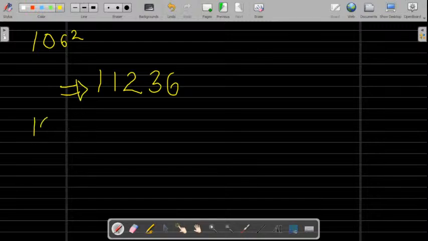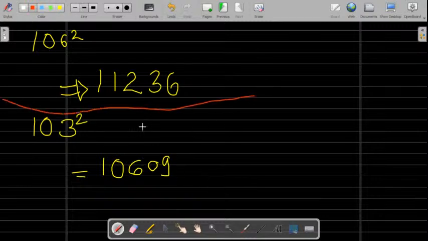Then 103 square. So again for this, the difference is what? 3, right? So 3 is the difference, so we are adding that to 103. So 106, and 3 square means what? 9. 3 square means 9. So 10609. So that is the square of the number. In this way we have to solve, right?